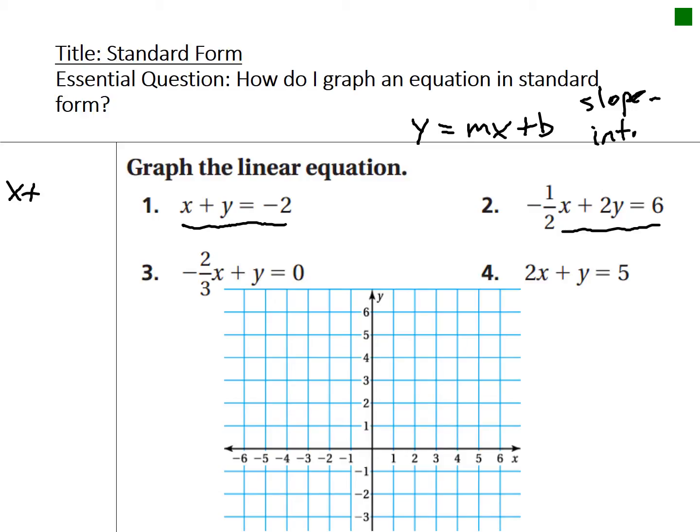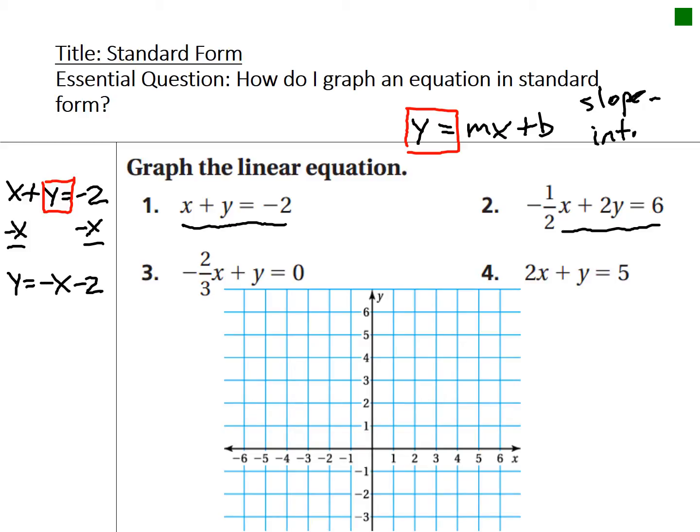Rewrite the equation on your paper or in your notes. And now we're going to solve for y. Just like over here, it says y equals. We're going to make this equation say y equals. And we can do that by subtracting x from both sides in this problem. And y equals negative x minus 2.